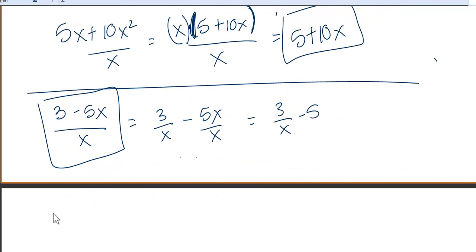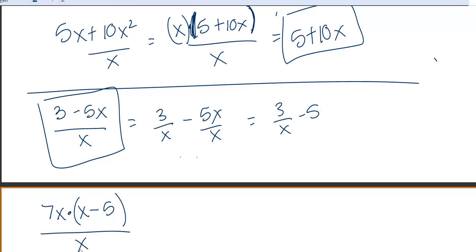And one more practice problem. Let's do 7x times the quantity x minus 5 all over x. Okay. Notice, again, this is a multiplication, so this x and this x we can cancel and we'll get 7 times x minus 5.